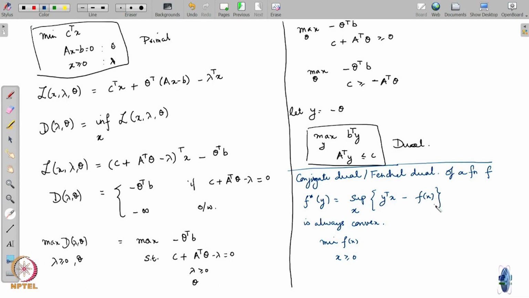But this is just for you to know. This is another notion of the dual, and you should not confuse it with the Lagrange dual. So what we will be working with is the Lagrange dual.